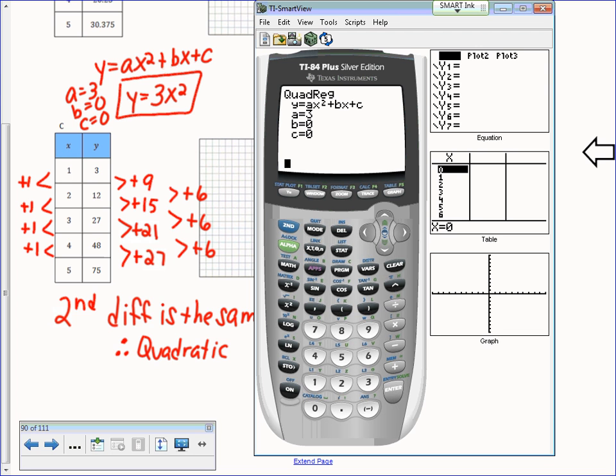Now what I want to do is check that in my calculator. I'm going to go under y equals. I'm going to type in 3x squared. I'm going to hit second table. And I'm going to verify that 1 through 5 agree, and they do. So therefore, I know I did it correct.